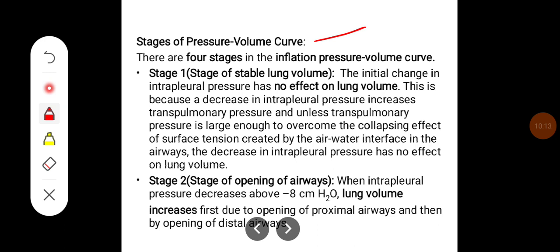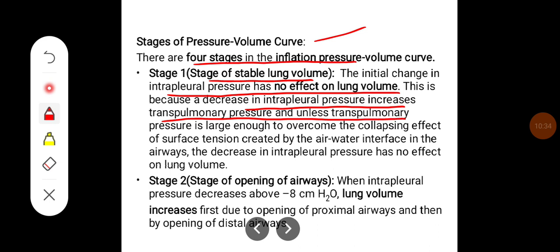Stages of this pressure volume curve. There are four stages in the inflation pressure volume curve. Stage 1, the stable lung volume: the initial change in the intrapleural pressure has no effect on lung volume. This is because a decrease in the intrapleural pressure increases the transpulmonary pressure, and unless the transpulmonary pressure is large enough to overcome the collapsing effect of the surface tension created by the air-water interface in the airways, the decrease in the intrapleural pressure has no effect on lung volume.